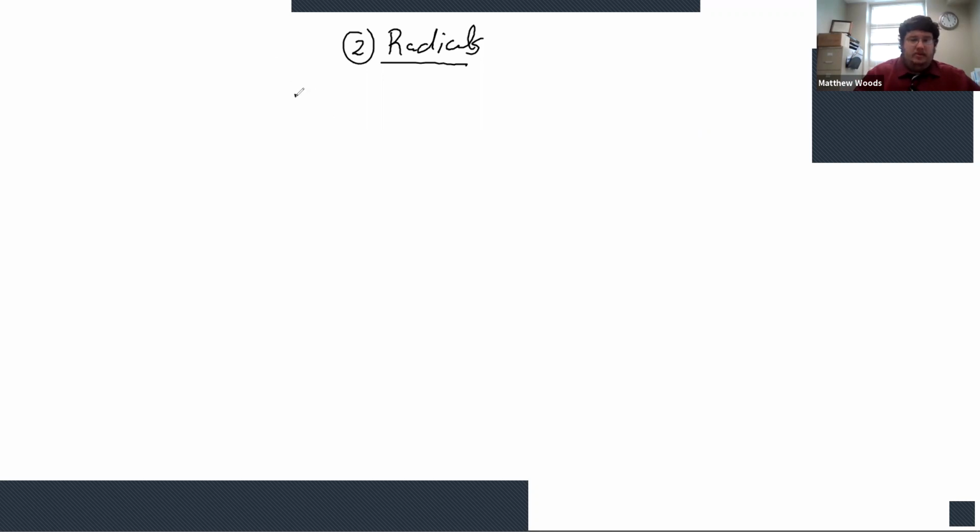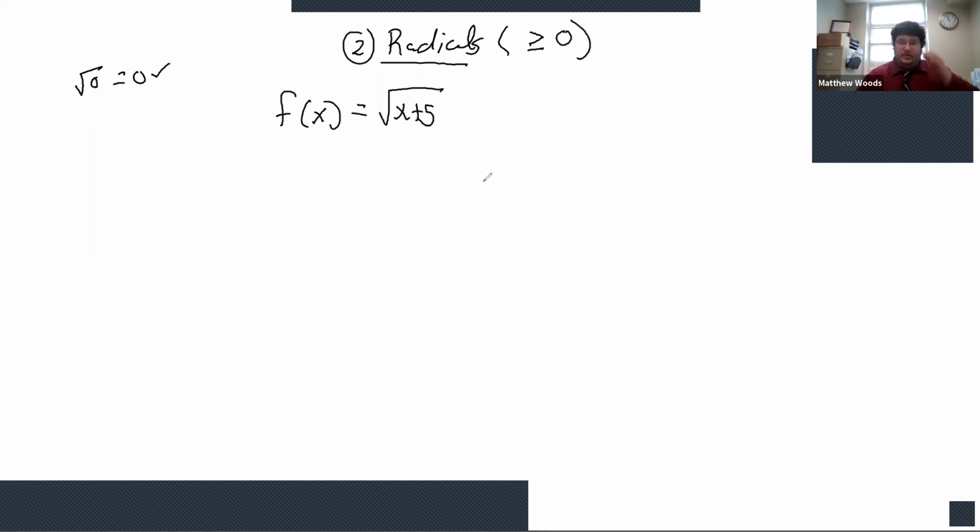So, for an example, f of x equal to square root of x plus 5. The key with radicals is that they can actually equal 0. If you do square root of 0, you get 0. That's fine. But they cannot be negative. So what we do is we set them greater than or equal to 0. And what that means is I take this function in here, and I don't remember if I mentioned it in the radical video, but this is called the radicand.